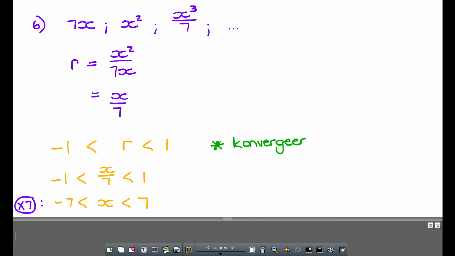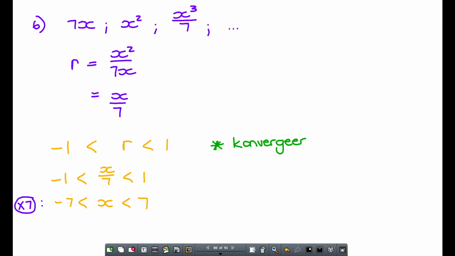So the question initially was determine the values, bepaal die moontlike waardes van X. Determine the possible values of X. So for this sequence or series to converge, X can be anything between -7 and 7. Okay, goed, maar dis nou baie wyd.